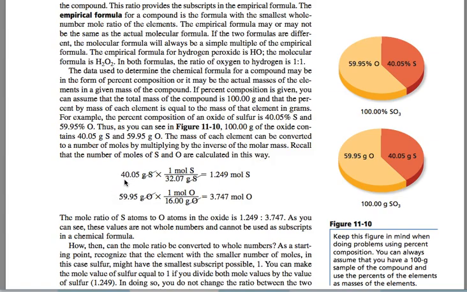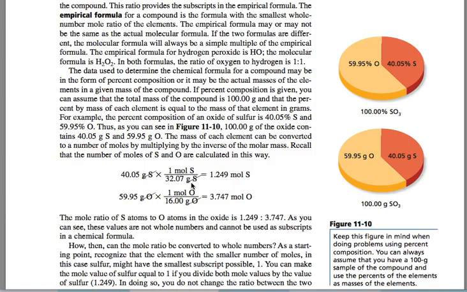So there's 40 grams of sulfur, but in one mole there's 32.07 grams. If these two together make 100 grams, what we want to find out is how many moles of sulfur are in this 40.05 grams of sulfur. Well, we know that there's 1 mole in every 32.07 grams of sulfur.